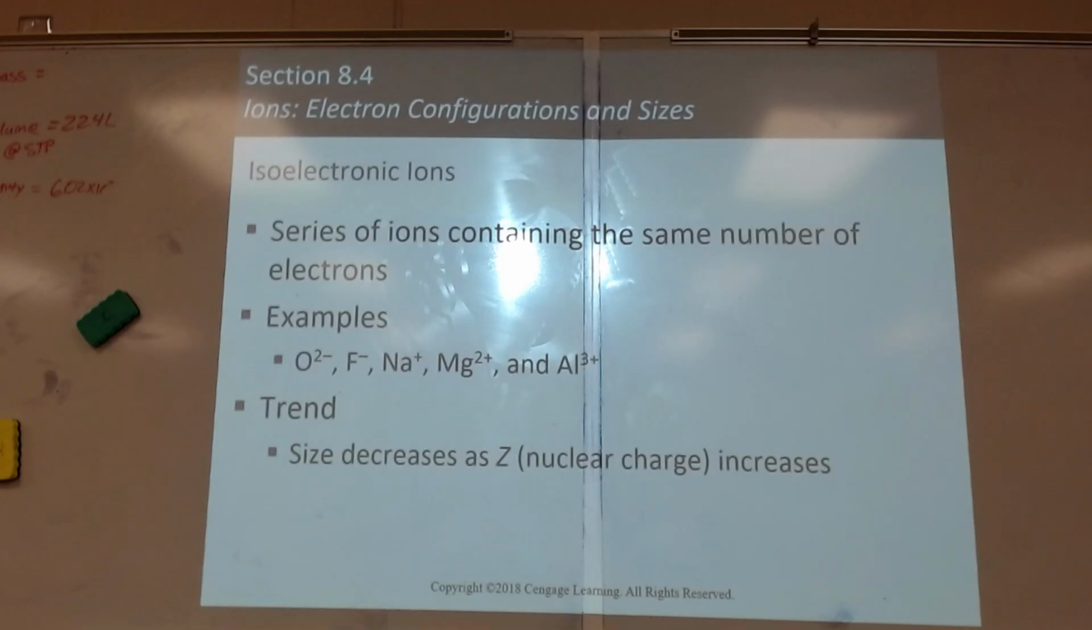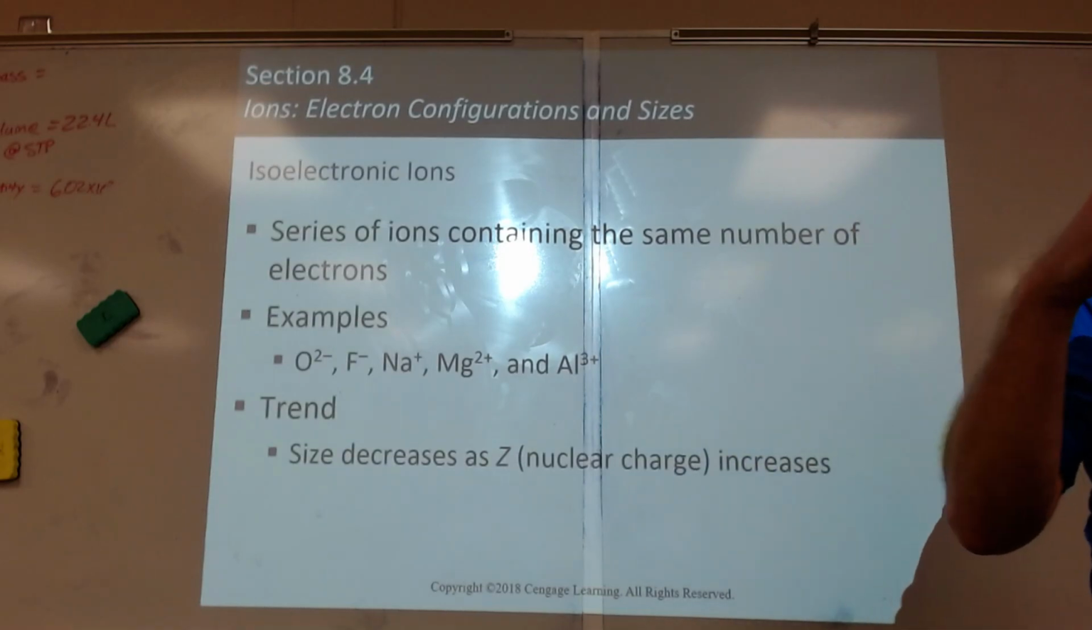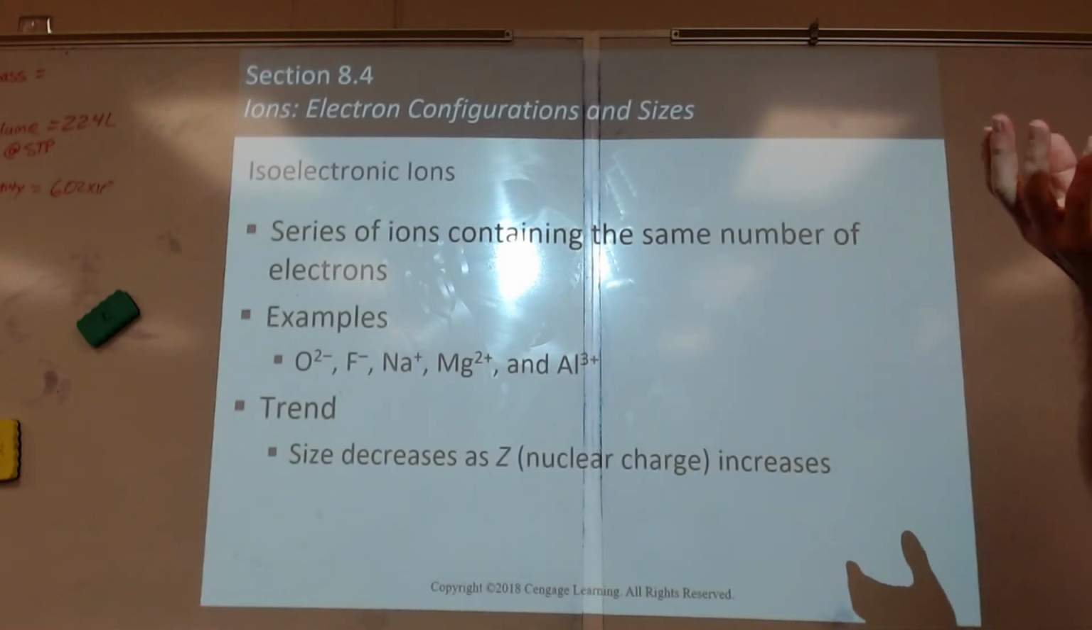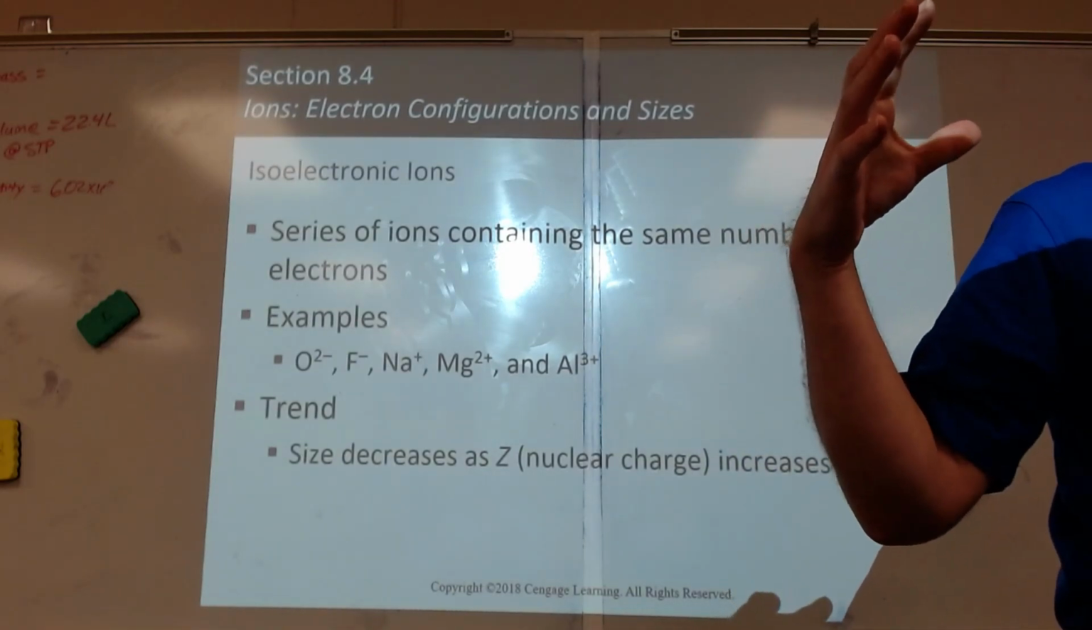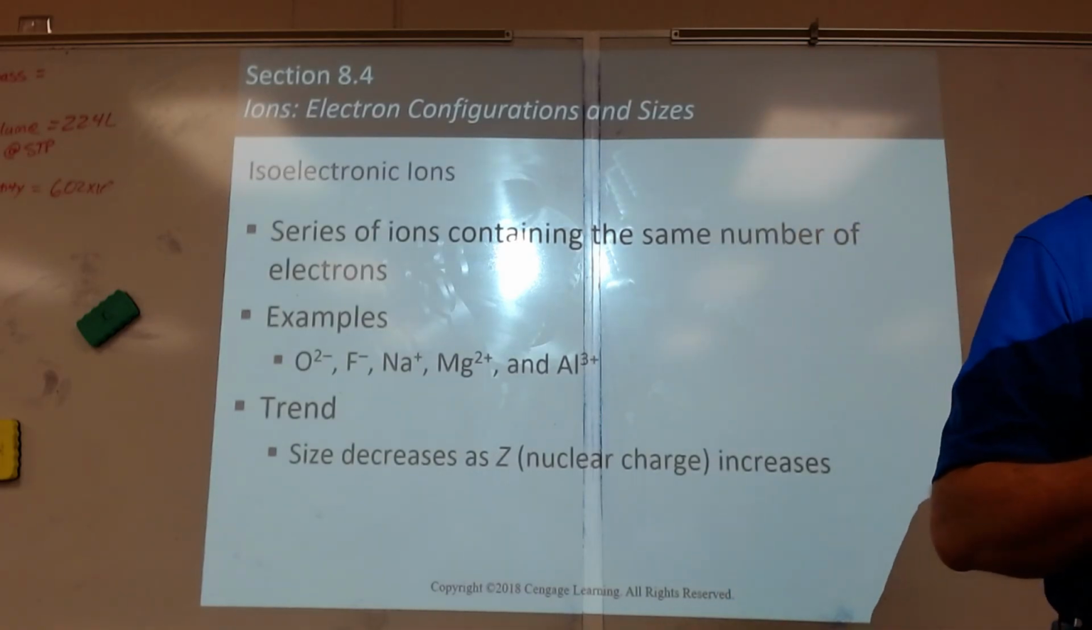Aluminum. Aluminum has how many protons? Plus 3 charge. 13. Oxygen has how many? 8. Who's going to be smallest? Aluminum. Aluminum is going to be smallest because those 13 protons are going to be pulling in those electrons. Okay? Everybody's got the same number of electrons. All right? But we've got 13 protons. Okay? They're going to be pulled in. All right. Good deal.